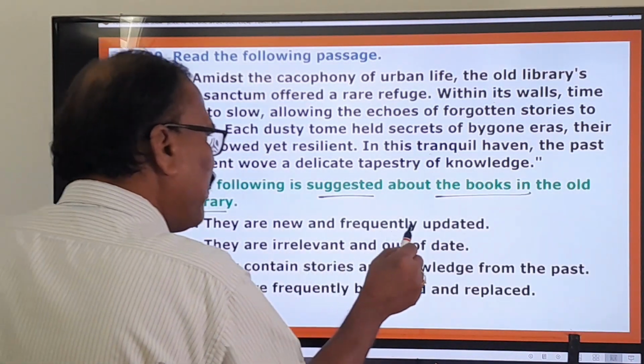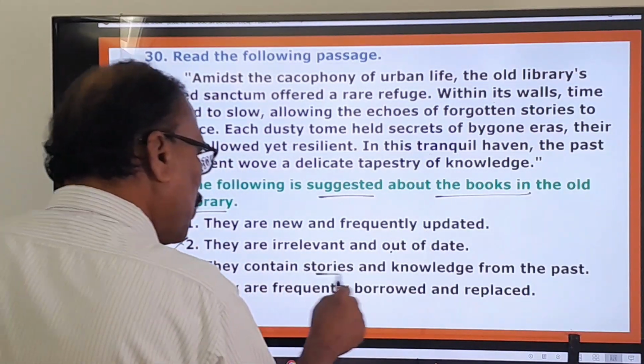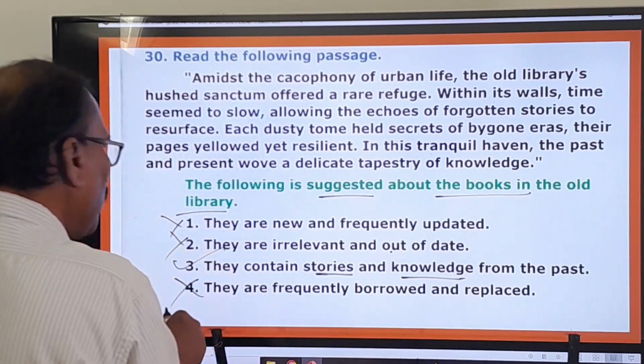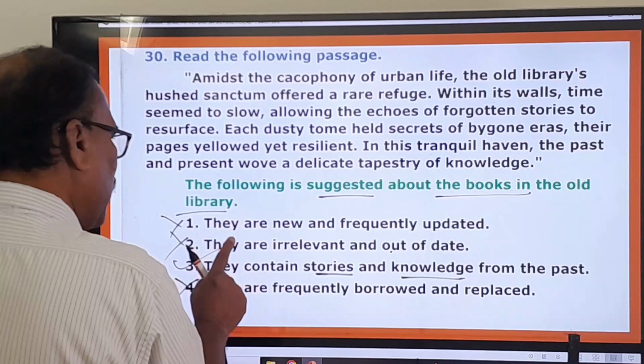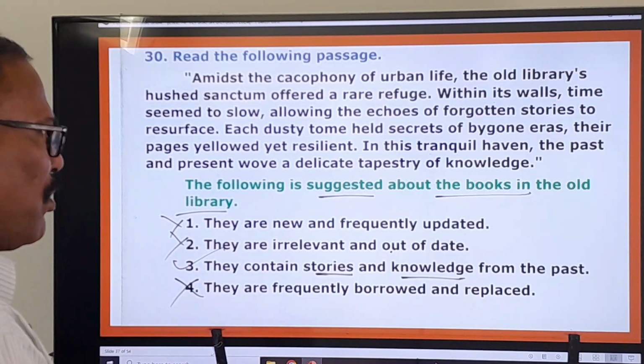They are new and frequently updated? No. They are irrelevant and out of date? No. They contain stories and knowledge from the past? Yes. They are frequently borrowed and replaced? No. So the first one, second one and fourth one are wrong. Only the third one is the right one about the books of this library.